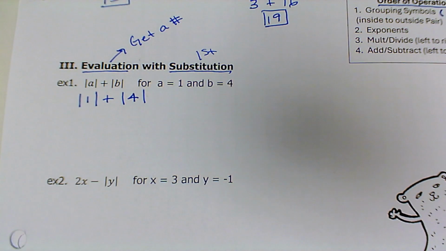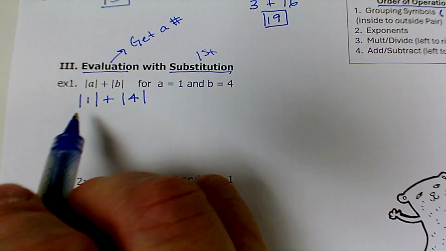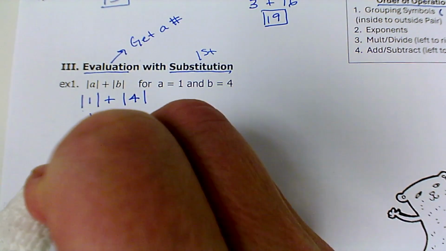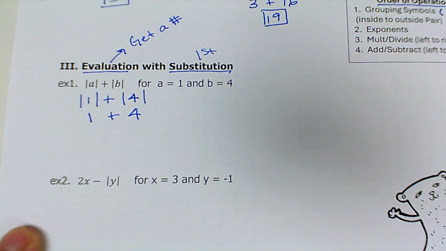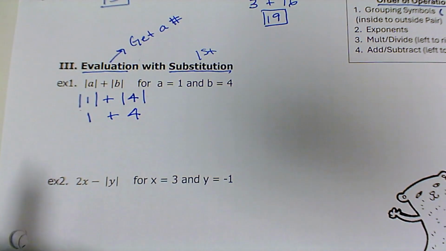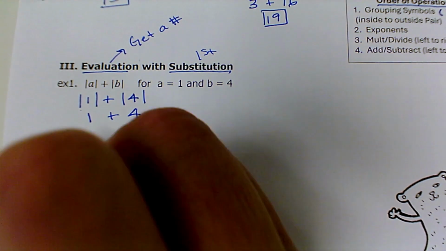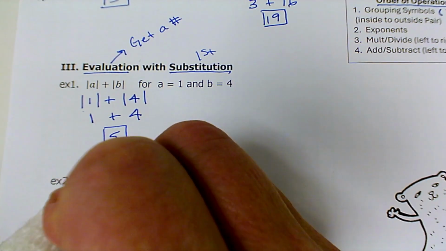All right, so order of operations, grouping symbols first. Absolute value of 1 is 1, plus the absolute value of 4 is 4. We're done with the grouping symbols. Exponents, no. Multiply, no. Add, subtract, yes. 1 plus 4 is 5.